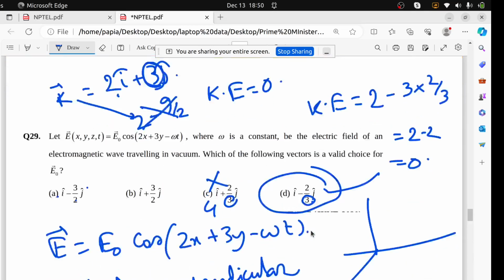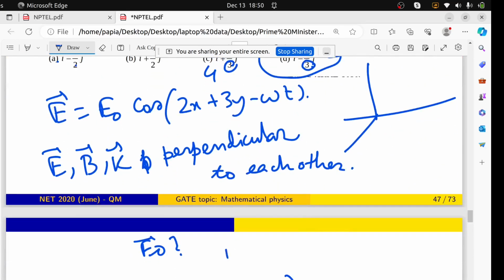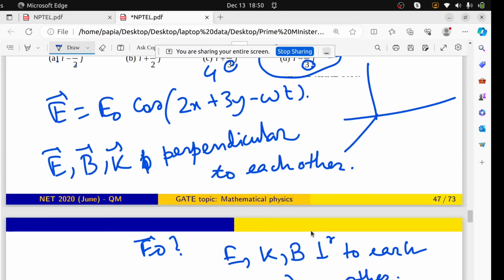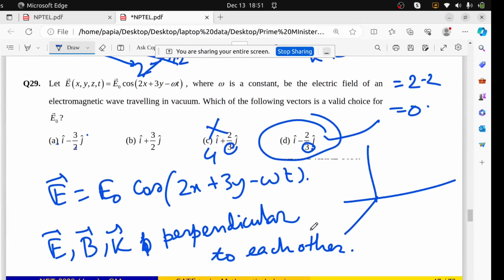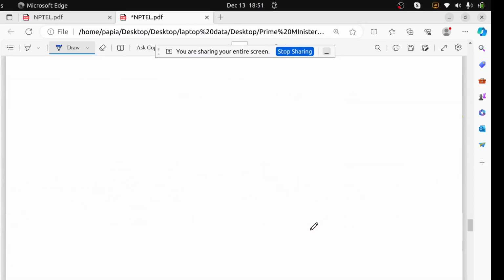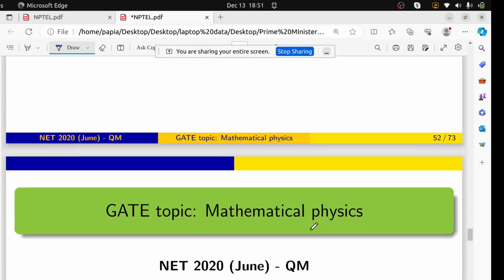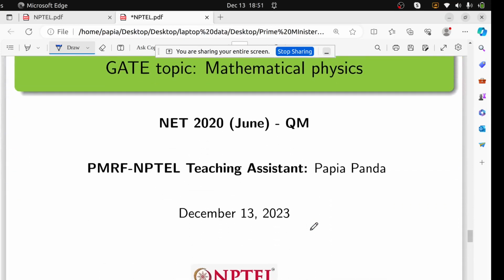So for that question, the main thing is that we need to know that K and B are perpendicular to each other, and I have calculated K, and then B will be such that K dot E will be 0. Here we are not talking about B because we don't need B in this calculation. Okay, so maybe I can skip to the next question.